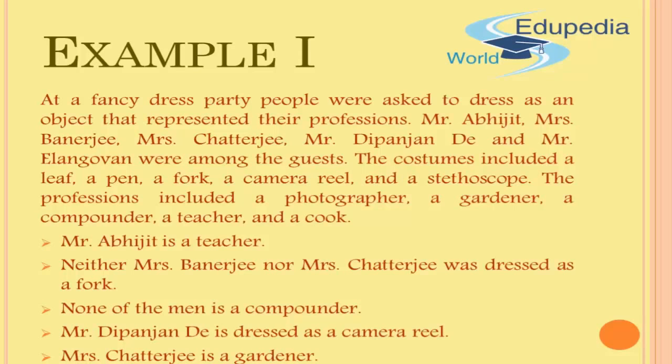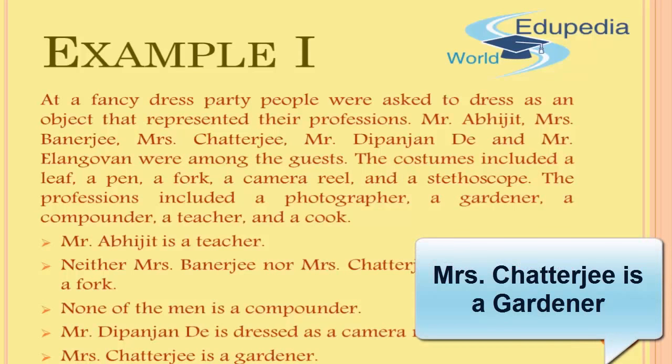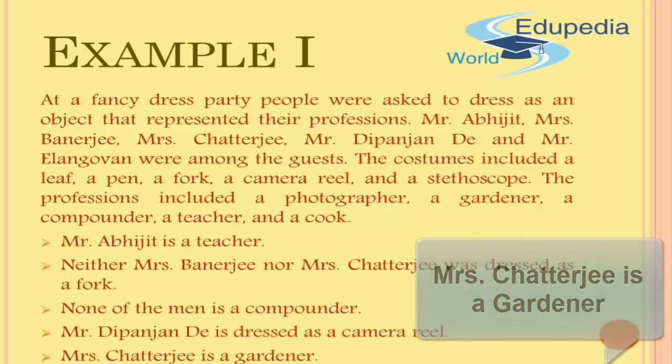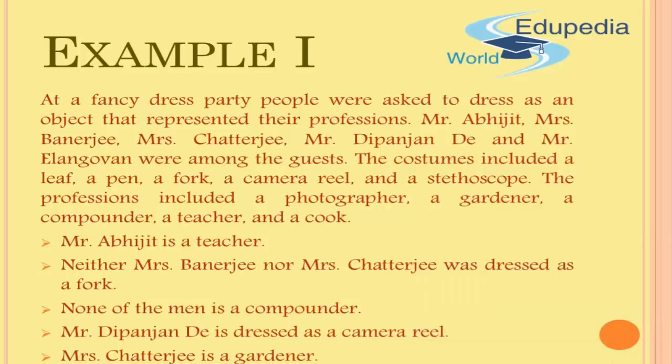So that means Mr. Dipanjan Dey is a photographer and Mr. Elangovan is the cook. So I have sorted out the mystery about Mr. Abhijit, Mr. Dipanjan Dey and Mr. Elangovan. Let us see about Mrs. Banerjee and Mrs. Chatterjee. So clue number 5 clears that doubt for me. It says that Mrs. Chatterjee is a gardener. So of course she will be dressed as a leaf, and that leaves Mrs. Banerjee as the only option for the compounder, and she will be dressed as a stethoscope.